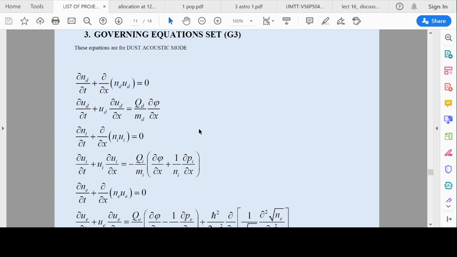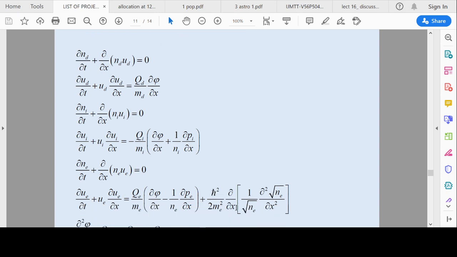Why didn't I include it? Because dust particles are heavy. For them, this kind of pressure will be very negligible. And this quantum term, which is only for fermionic particles, we don't consider for dust, nor the Bohm term, the Bohm potential. Okay, for the dust acoustic wave, you have 6 equations.